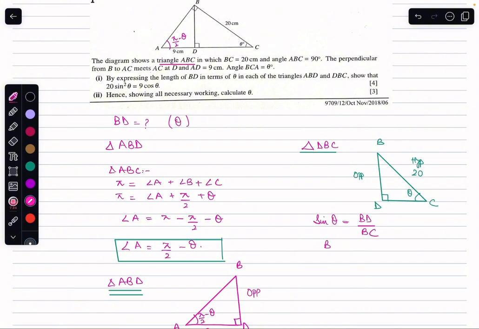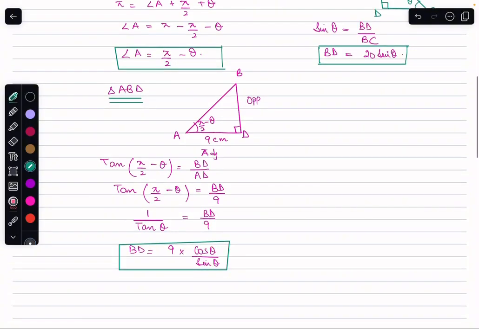So BD shall be equal to, BC is 20, therefore this equals 20 sin theta here. So we have two expressions for BD: BD equals 20 sin theta, as well as BD equals 9 cos theta over sin theta here. So to solve, I have two equations for BD, therefore I can just equate both of them.